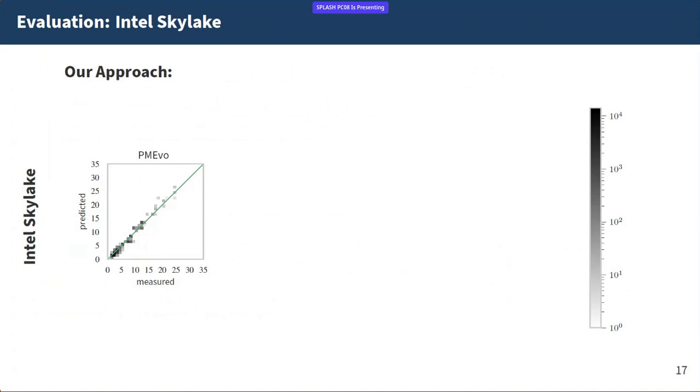And each measurement we put into a bucket of this heat map that is further to the right, the higher the measured number of cycles required to execute it was, and further to the top, the higher the prediction in cycles was. And darker buckets mean more experiments in there. We can see that here, for example, most of the experiments follow the diagonal line, which means that measured and predicted throughput line up pretty closely.